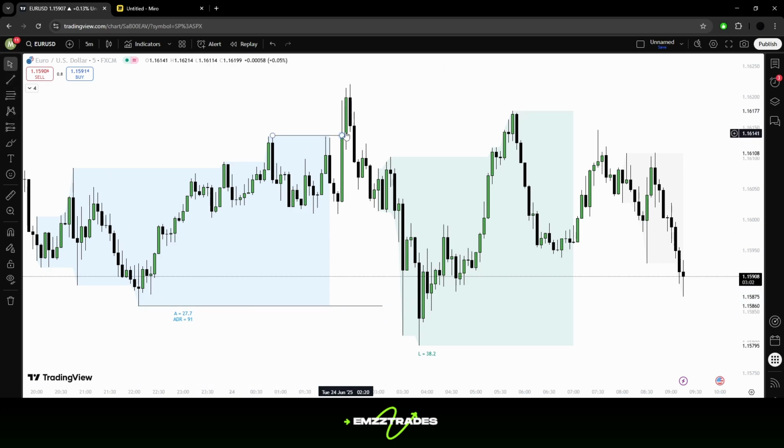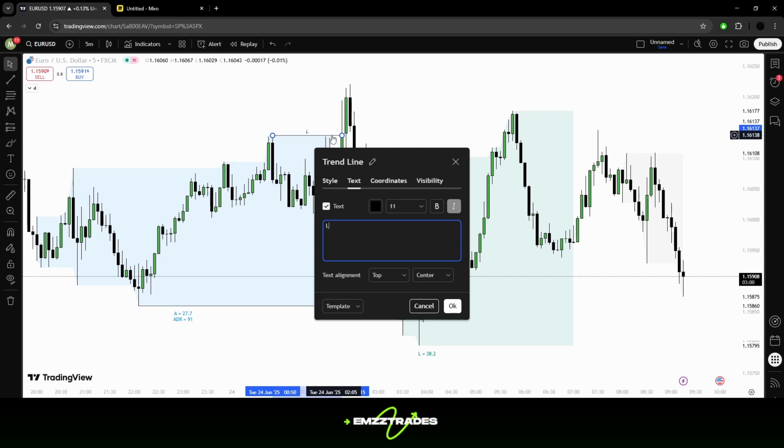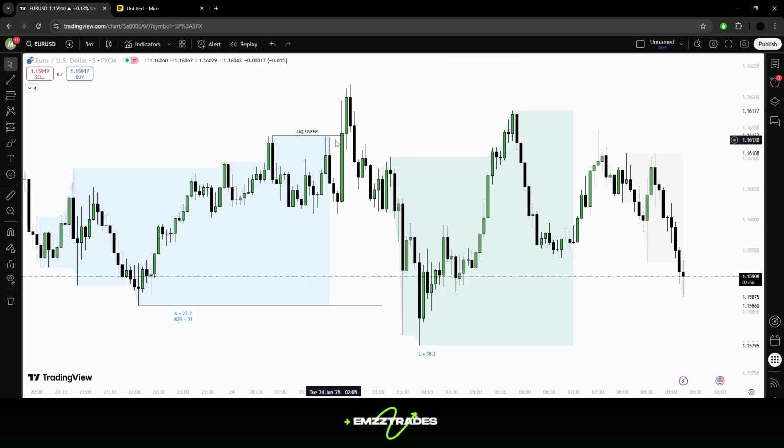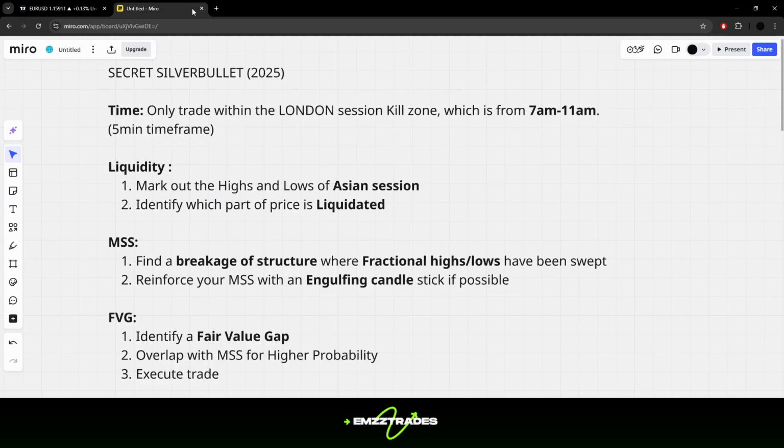As you can see, the highest point has already been swept, which we can call a liquidity sweep right here. The highest point already being swept gives us a very good indication that price will go towards the downside next. So what we need to do now is find a break of structure where fractal highs and fractal lows have completely been swept, and then we can reinforce our market structure shift with an engulfing candlestick if it's possible.